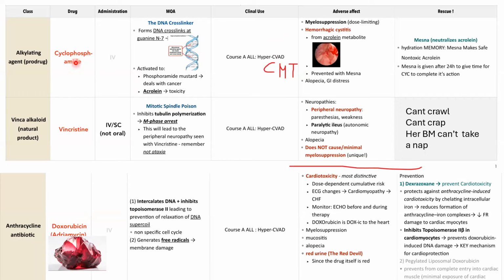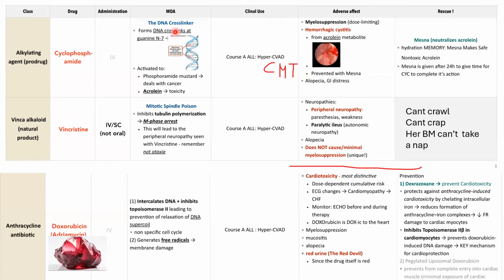The cyclophosphamide, how does it cause the cross-linking in guanine N7? It's because it's an alkylating agent. So please remember that it's a prodrug. It's converted to phosphoramide mustard to be active. However, it's honestly not that high yield, but just keep that in mind. Now, cyclophosphamide, like we said, cross-links the DNA.